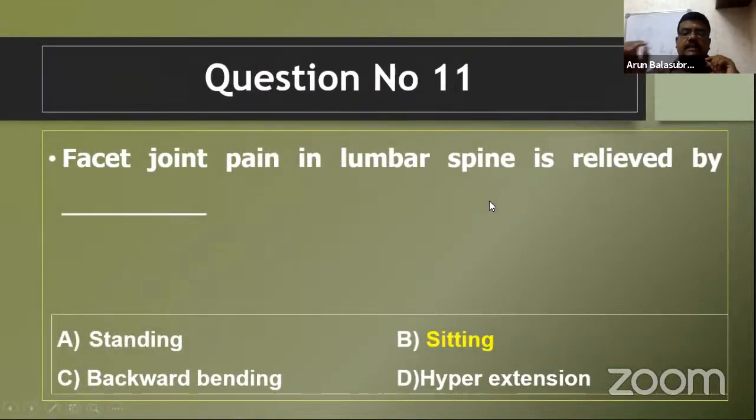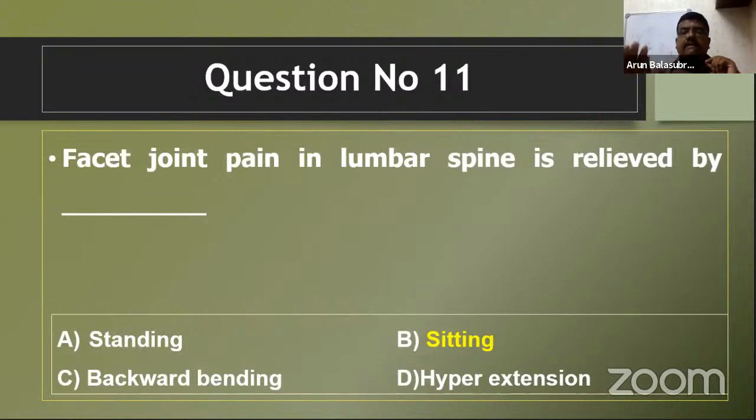If a patient with low back pain comes to you, you have to ask which position increases pain. If the patient says sitting increases pain and forward bending increases pain, it indicates the patient has IVDP, because sitting and forward bending compress the anterior surface and push the disc posteriorly, which starts irritating the nerves and results in pain.